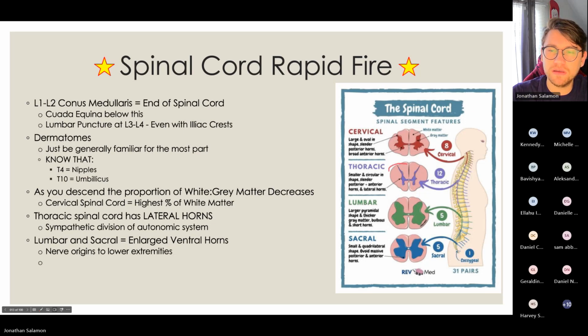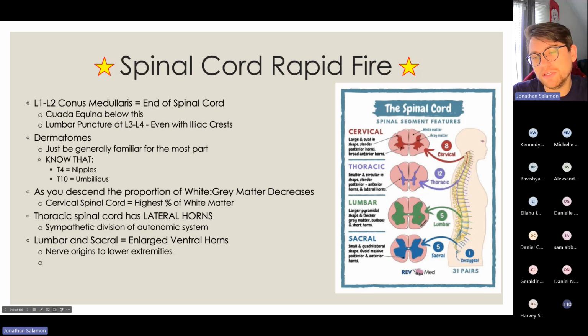Thoracic spinal cord has lateral horns. This is super important. Do not forget this, please. The bottom of the spinal cord has larger anterior horns because there are more motor neurons, because they have to project down through the legs. This is why I believe that polio affects the lower spine more than the upper spine, because the polio virus really likes to live in these neurons.